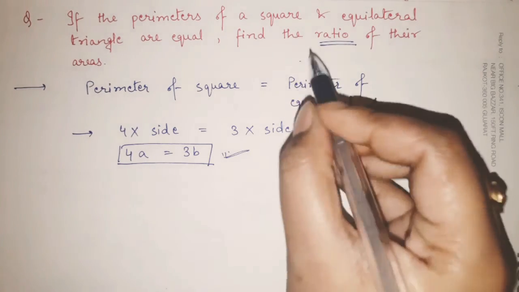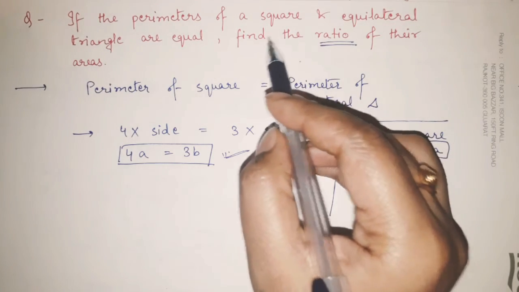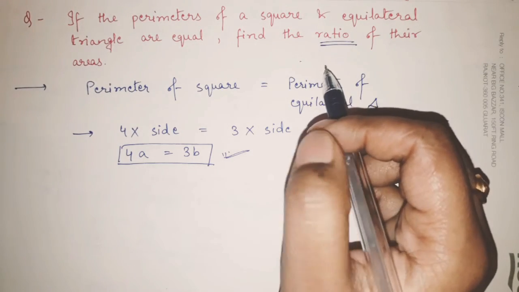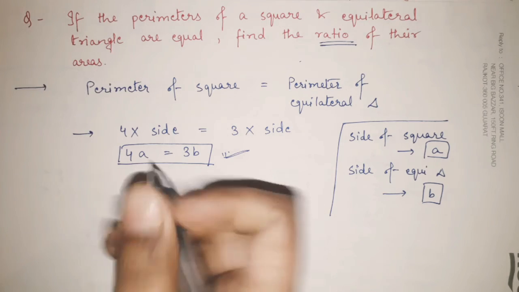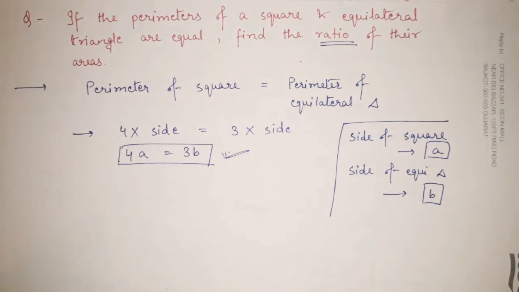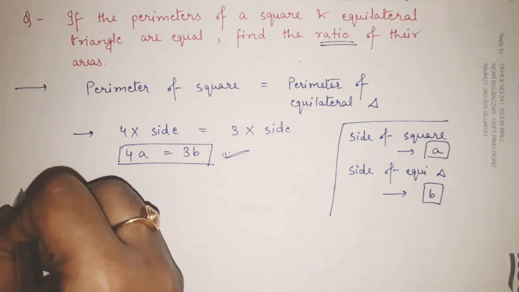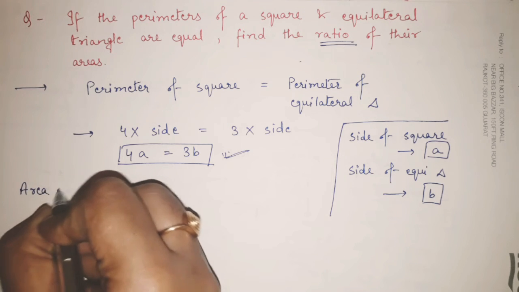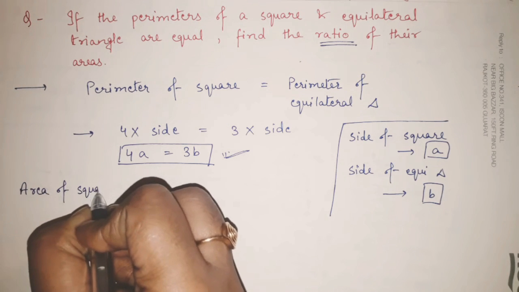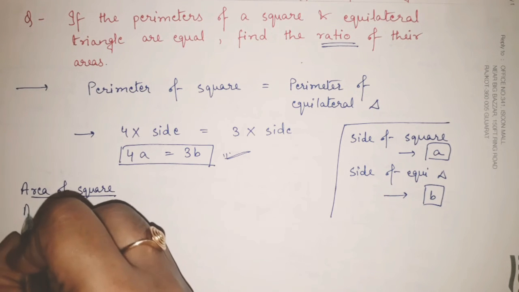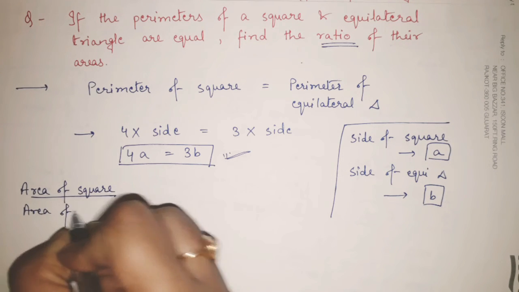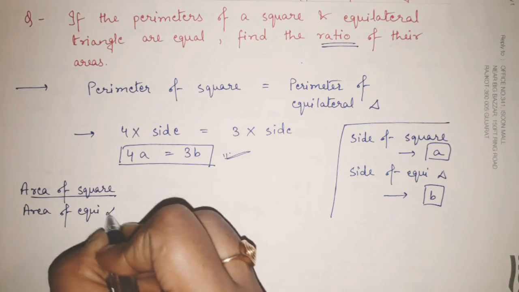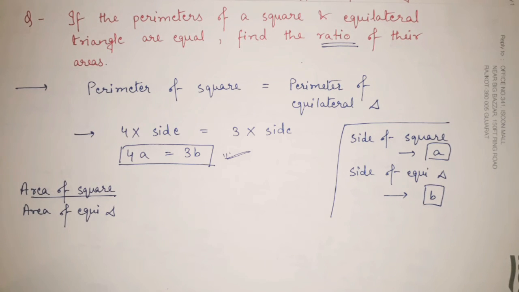Now what they are telling us to find out is the ratio of areas. Now we have to find out the ratio. So we have to find the area of square divided by area of equilateral triangle. Okay, we have to find this ratio.